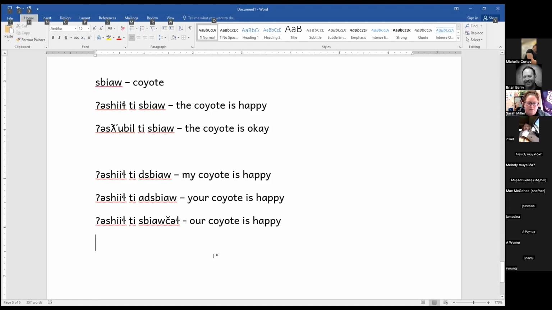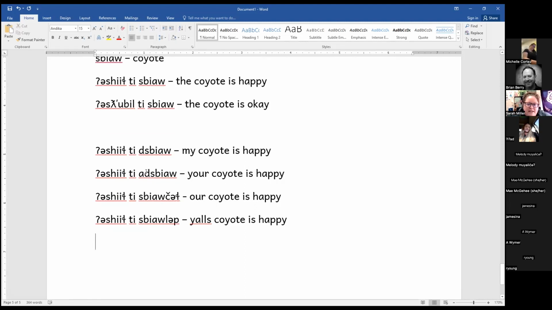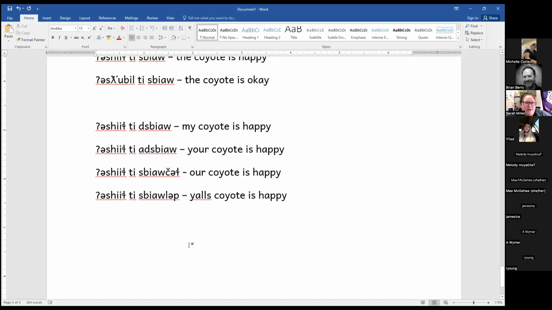And then, as he, or T, my bad, spiao lup. Y'all's coyote is happy. So as he tid spiao, as he Todd spiao, as he ti spiao chach, as he ti spiao lup. So coyote in various possessive forms is happy, which if you think of our traditional stories, coyote is kind of a trickster, so he would be obliviously happy.